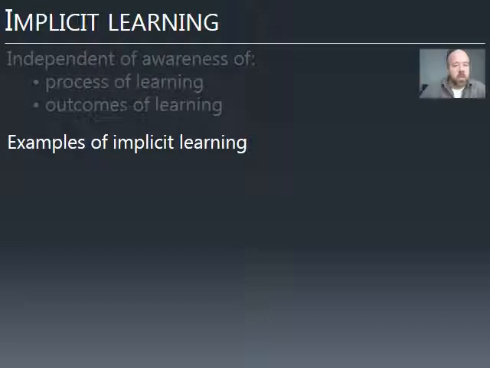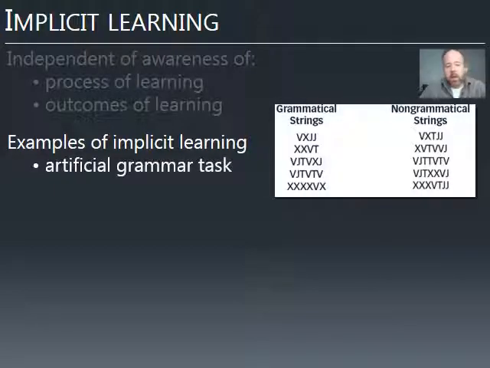So implicit learning, there are a variety of examples, and these are examples that are used in a laboratory setting. When we want to study implicit learning, there are a couple of different tasks that are commonly used to look at this process. One is what's called an artificial grammar task. And what that means is you have a series of symbols, usually letters, and they have rules.